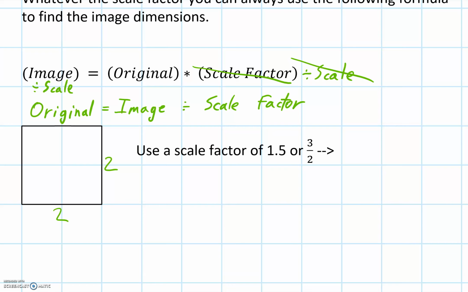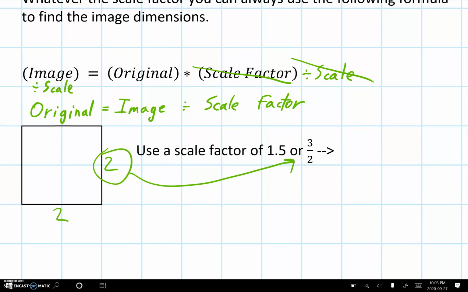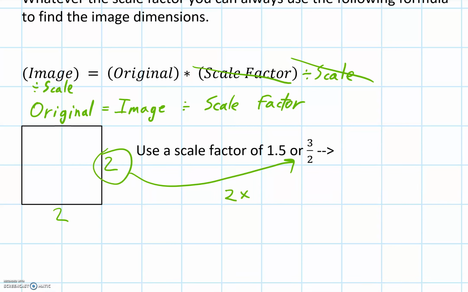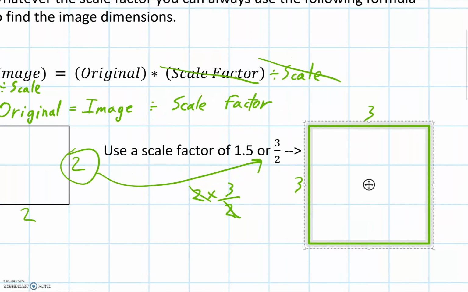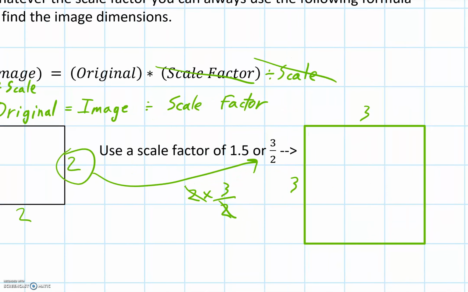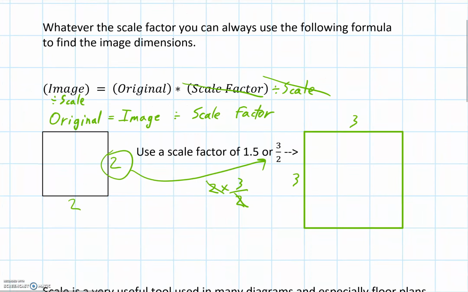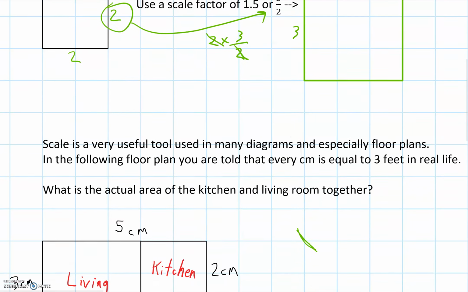So all we have to do is multiply here. We have an original, and we're using a scale factor to get to an image. We have 2 as our original, and we have these values, 1.5 or 3 halves. So 2 times 3 halves. Well, 2 divided by 2 is 1, so 1 times 3 is just 3. So our sides are going to be 3, and they're going to be 3. So let's just make a shape here, 3 by 3. And so that's how you use scale factor. Just multiply by the scale factor.